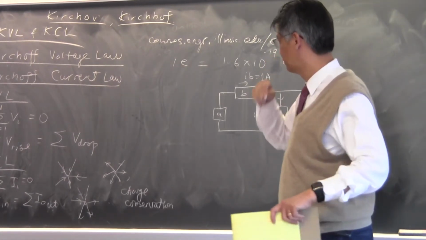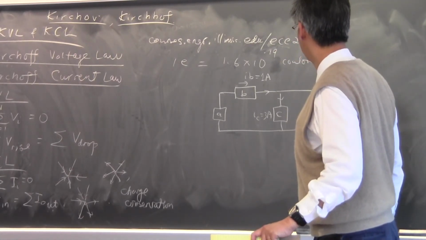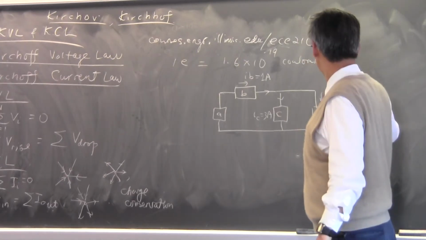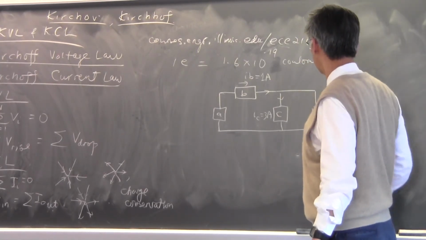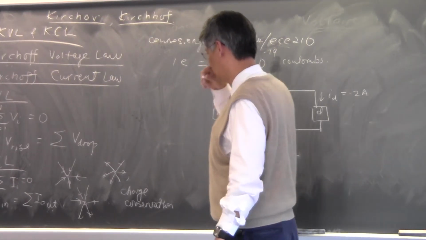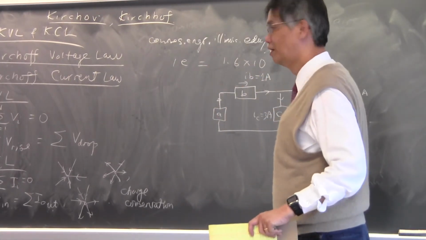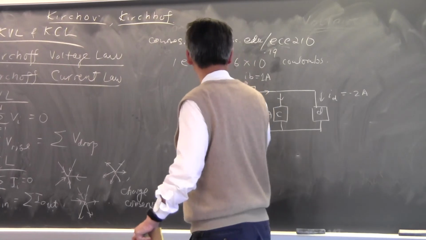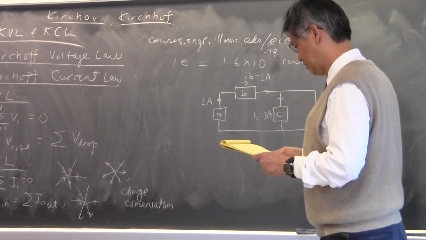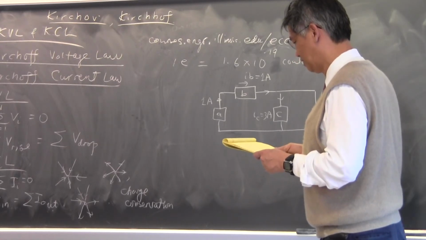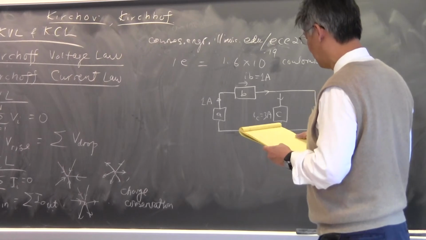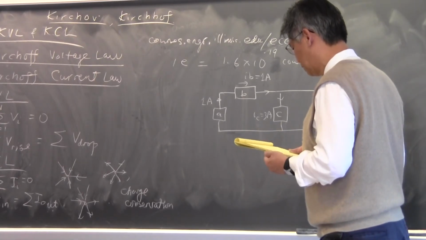If you apply Kirchhoff's current law, what is ID? Minus 2 mA, right? And what is IA? If you apply Kirchhoff's current law, 1 mA, right? Because this current has to be equal to that current. So it's quite simple, okay? Circuit theory is quite simple. And you can figure out all the currents in the system, and the next thing for you to do is to figure out the voltage.